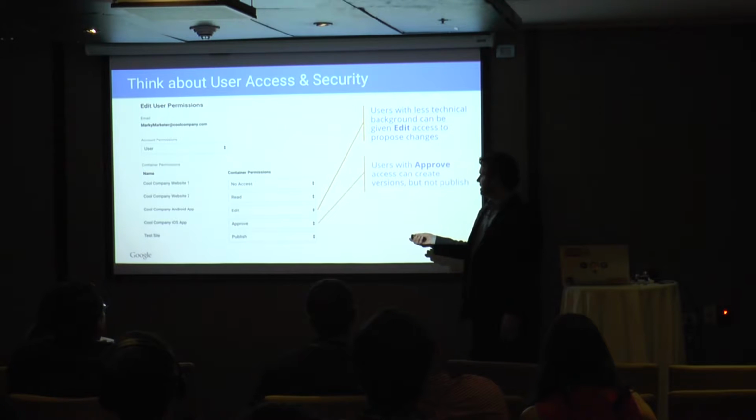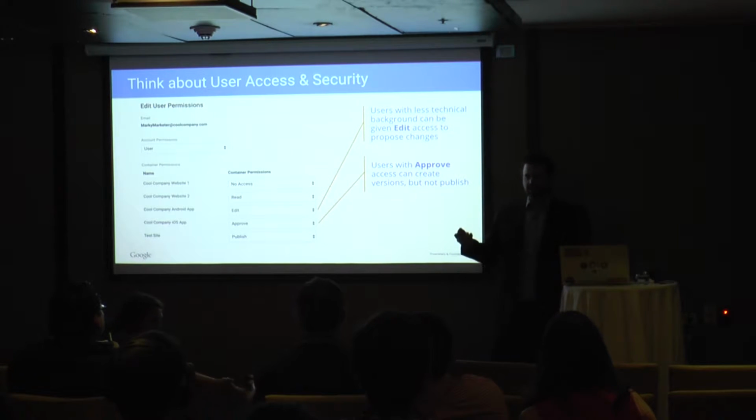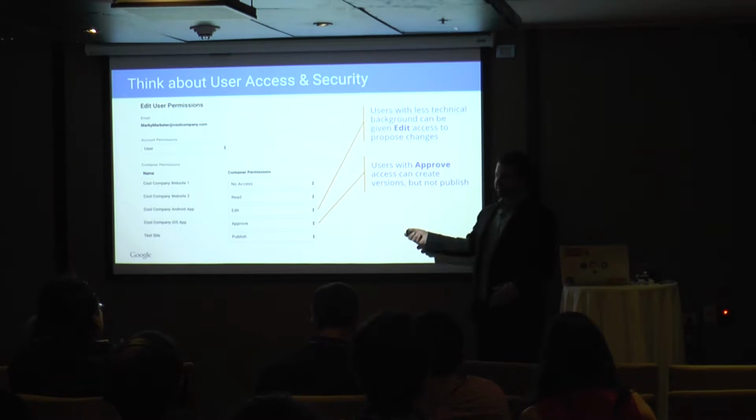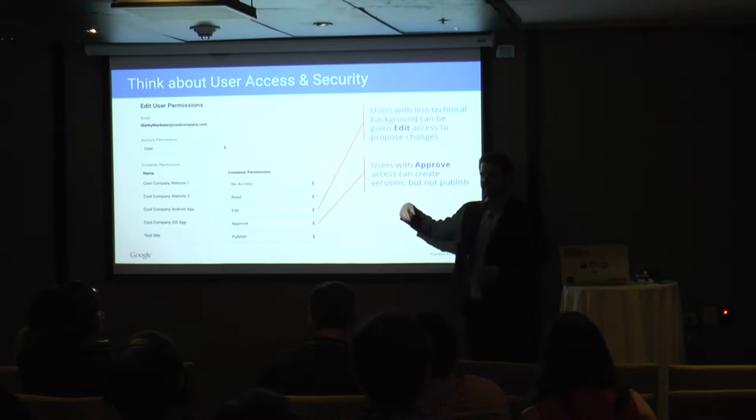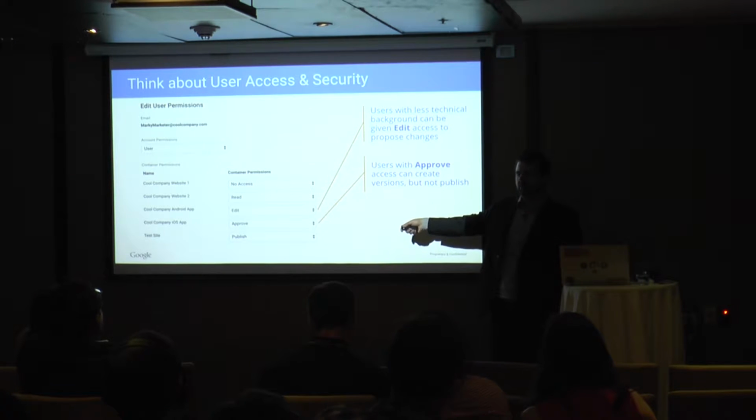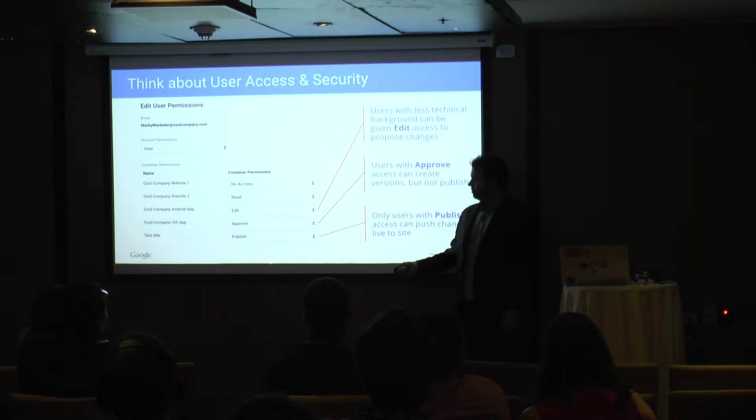The next access here, approve. This access is essentially everything above it, but you can also create versions, right? So you're not able to publish, but you're approving that something will happen on the site the next time something gets published, right? And then the final access level is publish.